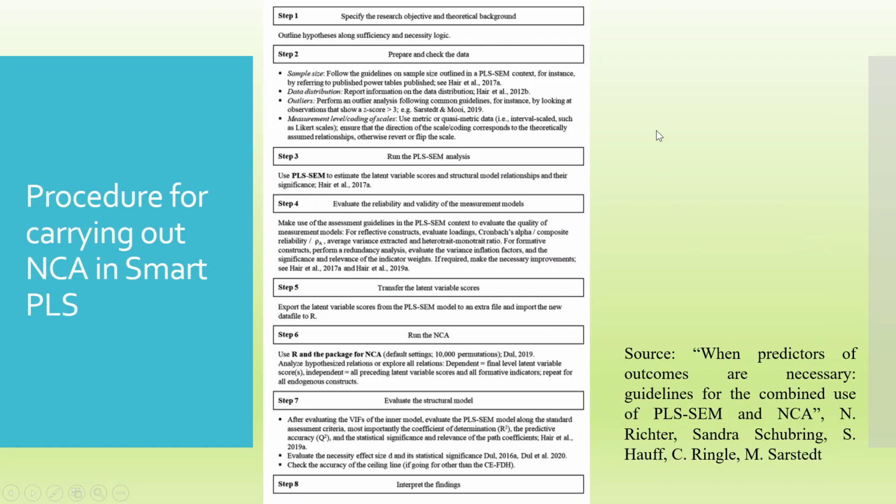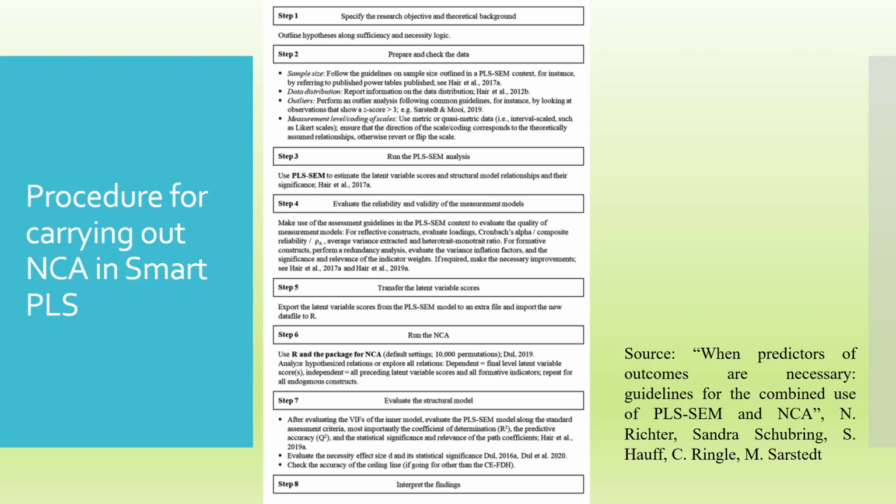The procedure given in this paper: specify the research objective and the theoretical background, step 1. Step 2, prepare and check the data. Make sure that an adequate sample size is there. Data distribution is to be reported. If any outliers are there, that is, if any observation has a Z-score more than 3, it is considered an outlier and we will have to remove it, according to Sarstedt and Mooi 2019.